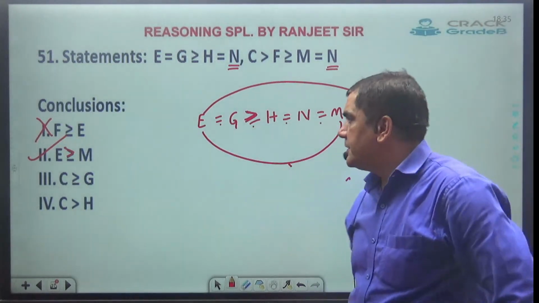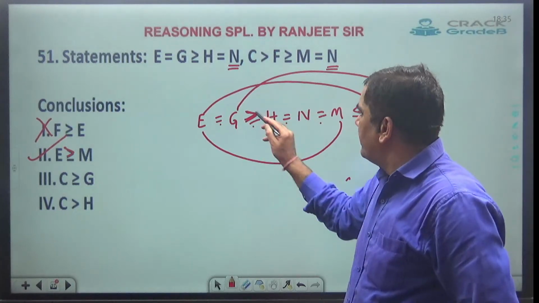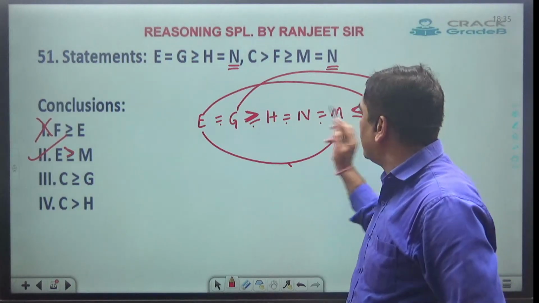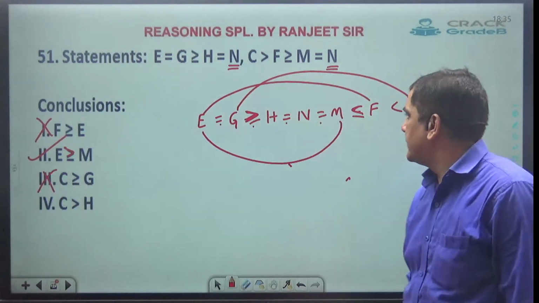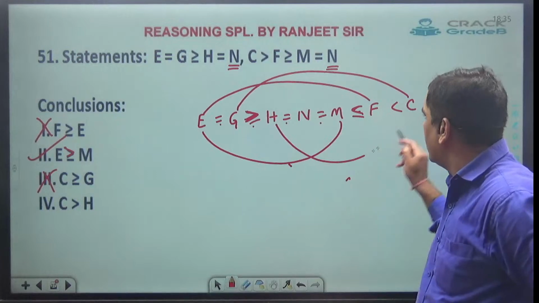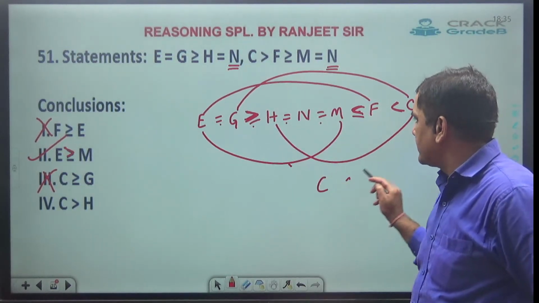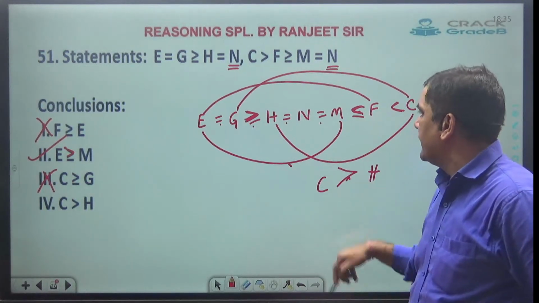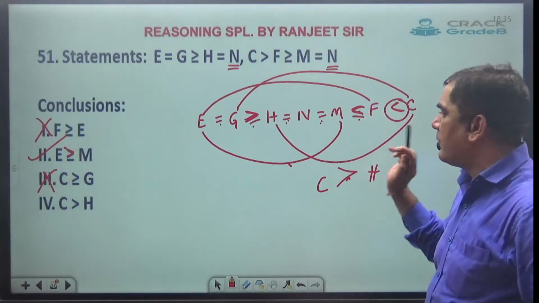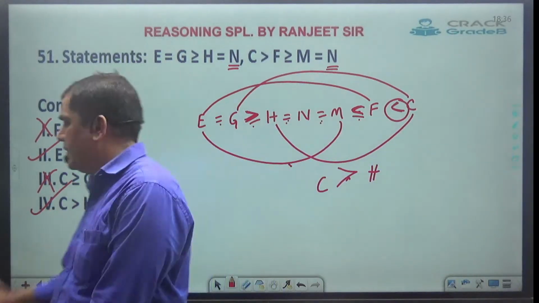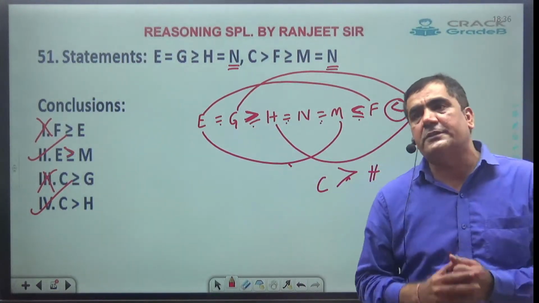Next one, C and G. Here I will say both the faces have come. No relation, wrong. Last one, C and H. See, all the faces are towards C. So C and H face must be towards C. Equal to is there, equal to is there, equal to is there, equal to is not there, equal to should not be over there. The answer should be fourth is correct. The answer is only second and fourth is correct.